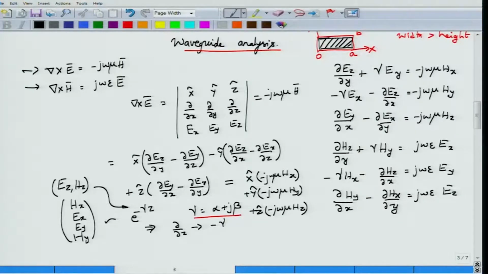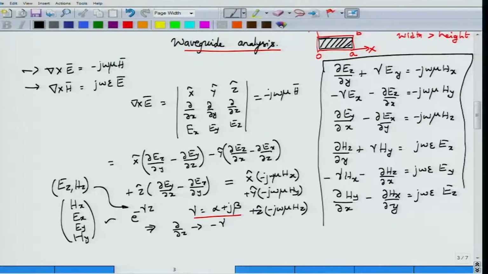Okay, now here are a set of equations which I have written. This set of equations are obtained by writing down the curl expression for the electric field as well as the curl for the magnetic field, and then equating them correctly, so equating them to the corresponding components.